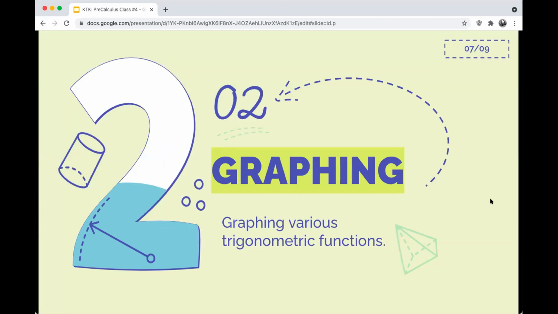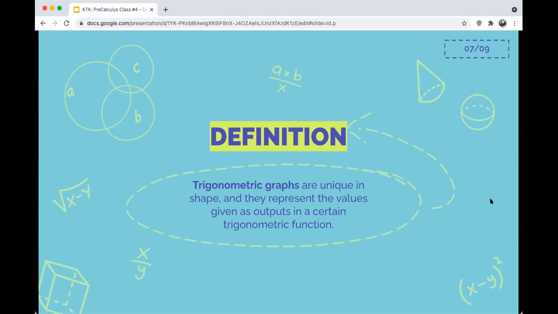All right, so our second section, when we get into the pre-calculus view of trigonometric functions, and we're talking about graphing various trigonometric functions. So trigonometric graphs are very unique in their shape, as sine and cosine graphs are oscillating, and they represent the values given as outputs in a certain trigonometric function.